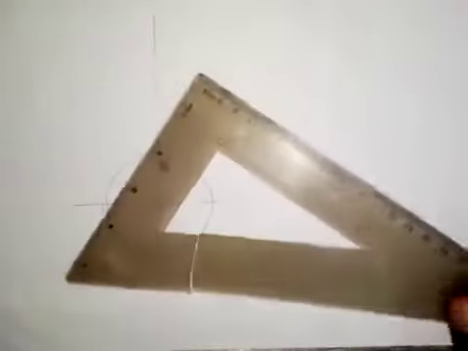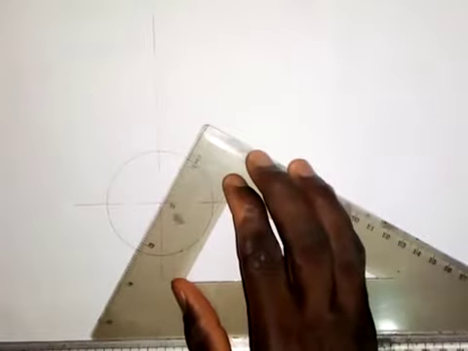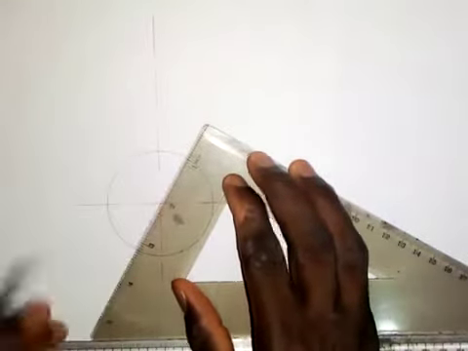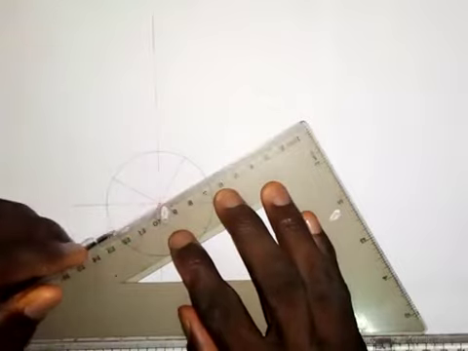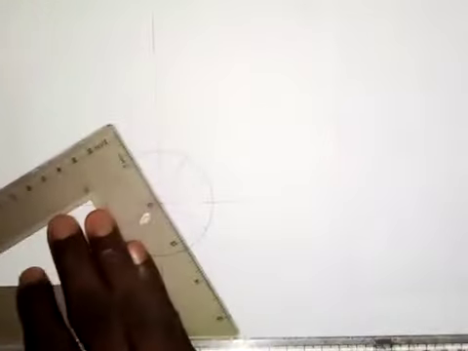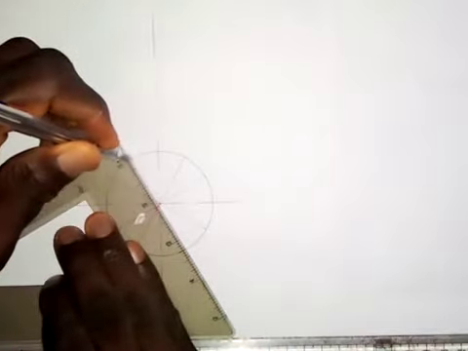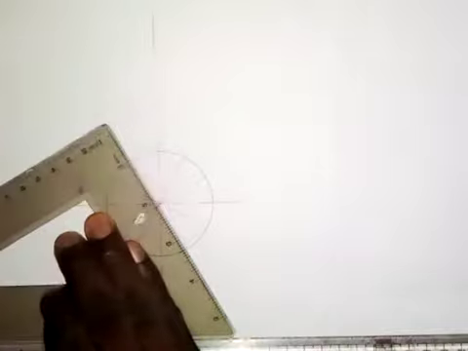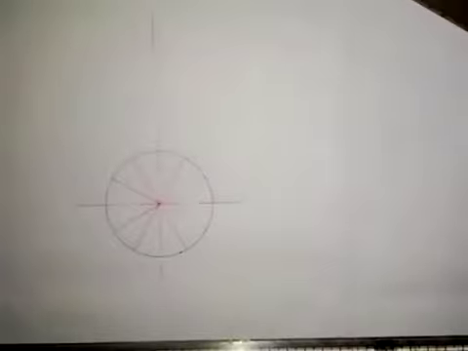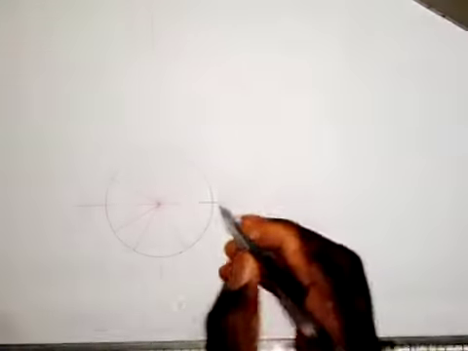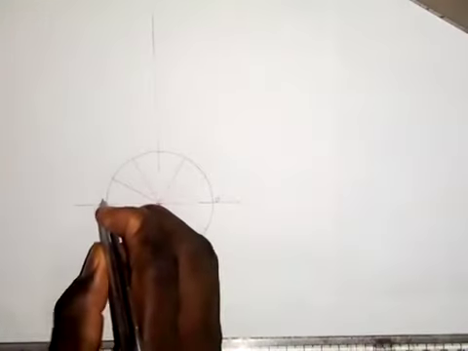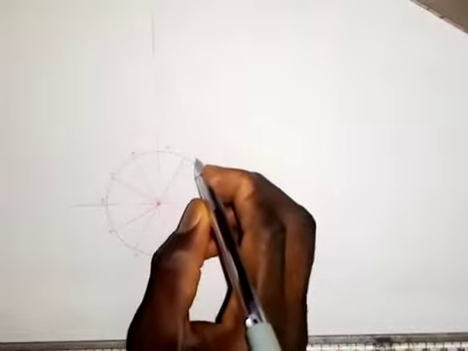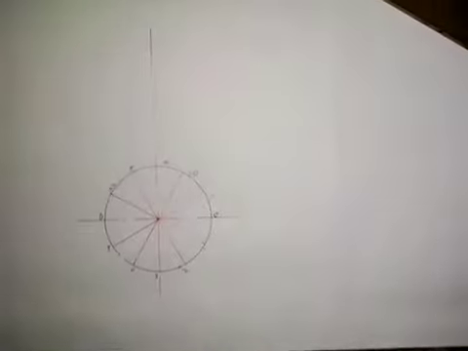So this circle, we are going to divide it into 12 equal parts. I'm using my set square to do that. I need to turn it to this side. All right, the circle has been divided into 12 equal parts. We need to number these points. So I will number this as 0, this is 1, 2, 3, 4, 5, 6, 7, 8, 9, 10, and 11.